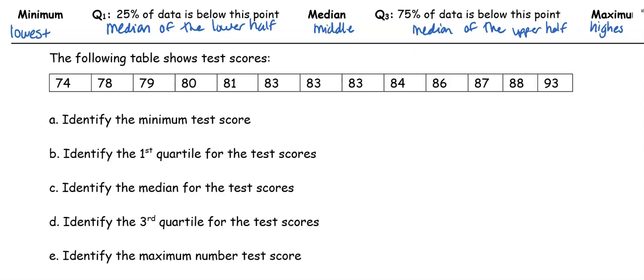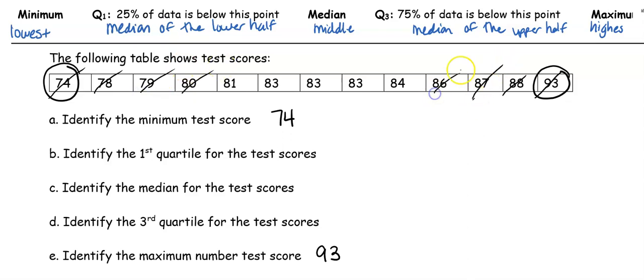So first, we have our lowest score. Our minimum value is 74. We have our highest score of 93. Nice and easy. And then we want to find our median. We're trying to find our middle score. We keep on crossing out until we get to the middle. We see that our middle score is going to be 83. So our min, our max, and our median are relatively easy to find.